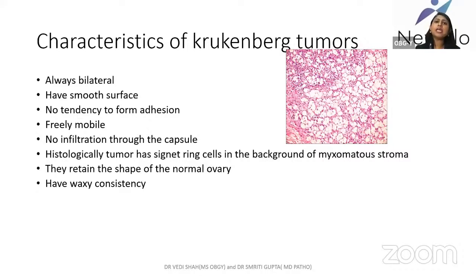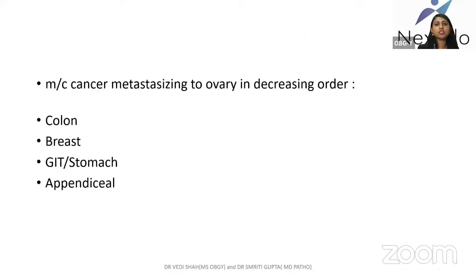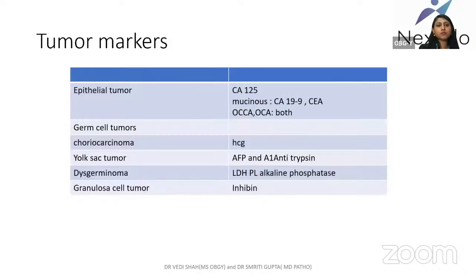Now, how are you going to manage such a case? You have to treat the primary tumor and go for removal of the secondaries on the ovary. The most common cancers metastasizing to the ovary, in decreasing order, would be from the colon, breast, the gastrointestinal tract, stomach, and the appendiceal tumors.